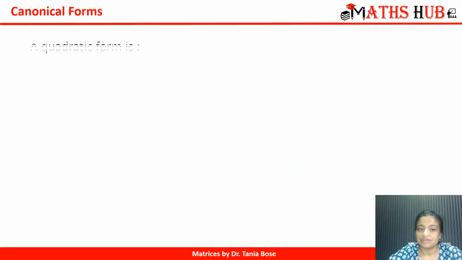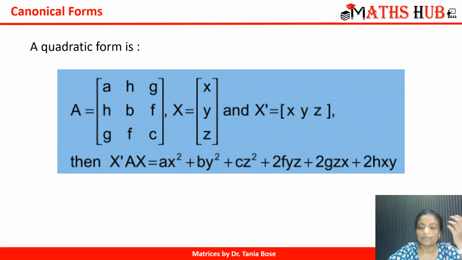Just to revise, a quadratic form is a homogeneous polynomial of degree 2 in n variables. If we restrict it to 3 variables, the quadratic form would be ax squared plus by squared plus cz squared plus 2fyz plus 2gzx plus 2hxy. And in the last video, I also told you how we convert this quadratic form into a matrix notation. We place A, B, C in the diagonal positions, and then depending upon the positions, we take half of the coefficients and place them at those positions.